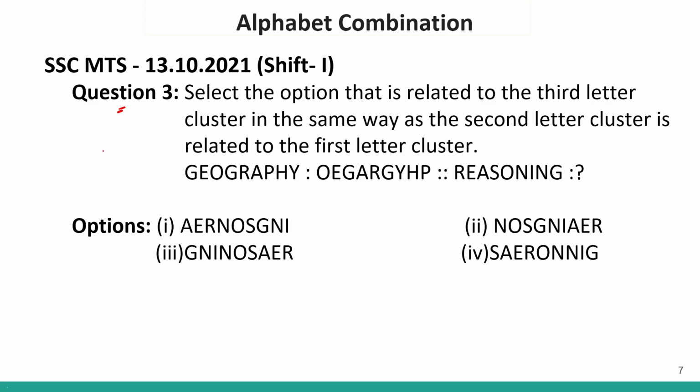Question number 3 says, select the option that is related to the third letter cluster in the same way as the second letter cluster is related to the first letter cluster. So again, we have to find the logic in pair 1 and then we have to use the same logic in pair 2 to find the missing element. So over here, I can see between GEOGRAPHY and this word, the letters are the same, right? The only thing that has happened is rearrangement. So there is no forward rank required, but a rearrangement has happened. So first thing is we will decode what the rearrangement is, right? So let us look at GEOGRAPHY.